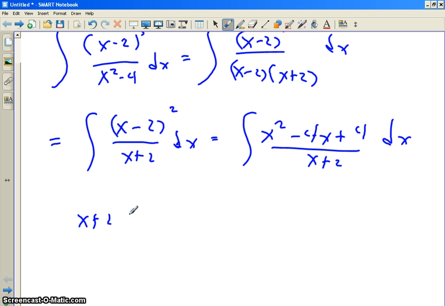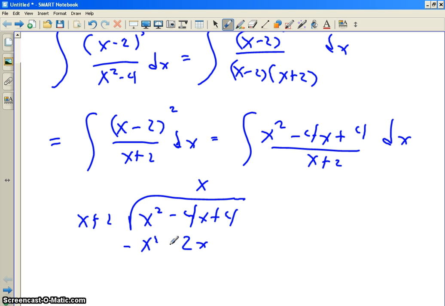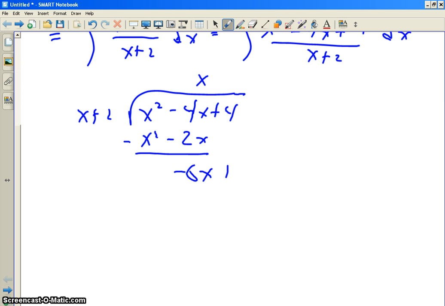x plus 2 into x squared minus 4x plus 4. Dividing, right? So x and x squared goes x. x times x is x squared. x times 2 is 2x. They're both positive, but we're subtracting, so add the opposite, change the signs. And you get negative 6x, bring down the 4 because we're dividing by a binomial, so we need a binomial. And x into negative 6x goes negative 6. So negative 6 times x is negative 6x, and negative 6 times 2 is negative 12. But remember, we're adding the opposite because dividing is fast subtracting. And you get a remainder of 16.